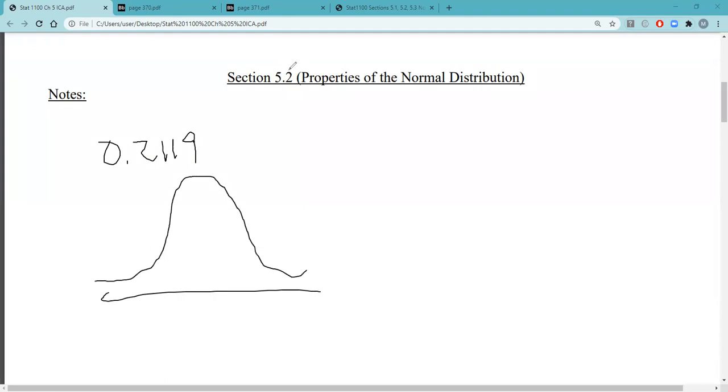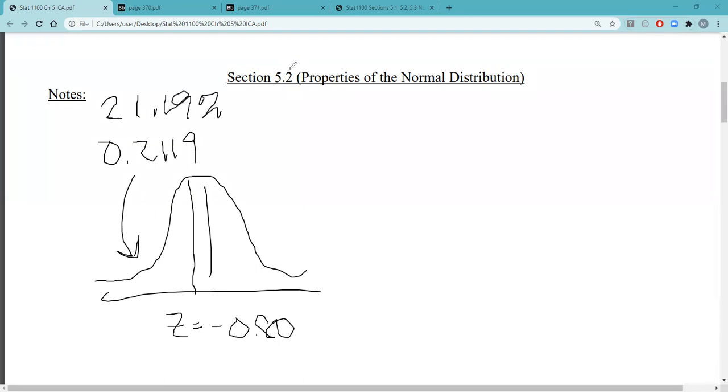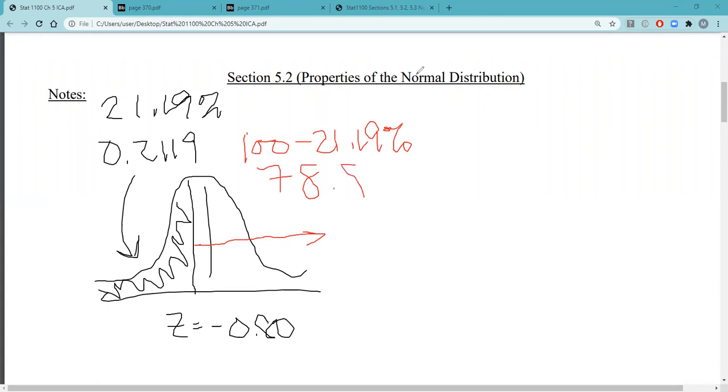Remember that that is representing the percentage to the left. So if I have z is equal to negative 0.80, this 21.19% is the percentage of data values to the left. So if I want to find the percentage of data values that are greater than that, again, I'm going to subtract that percentage from 100. So I'm going to be left with 78.81%.